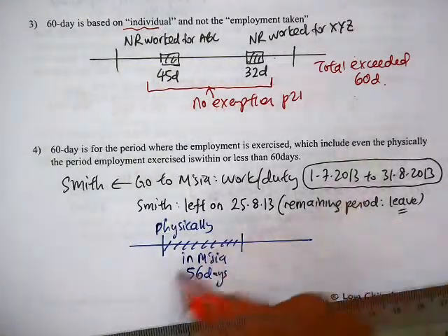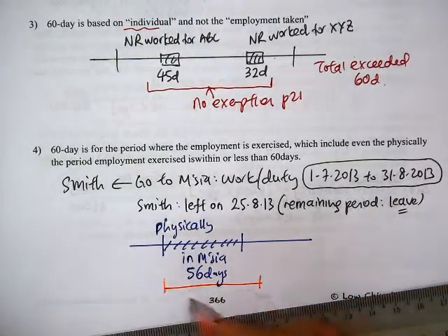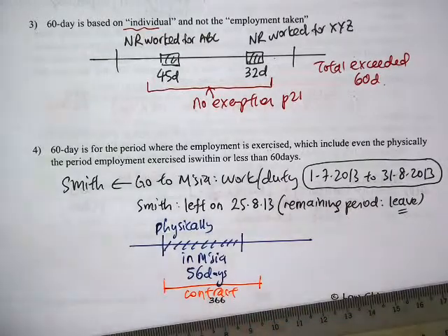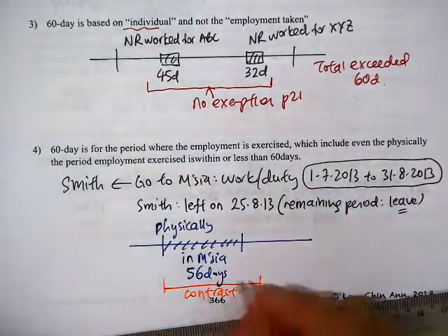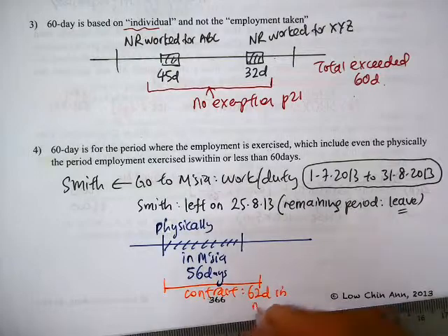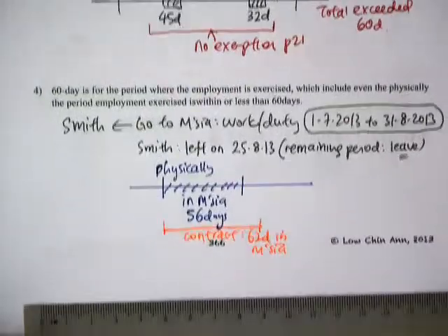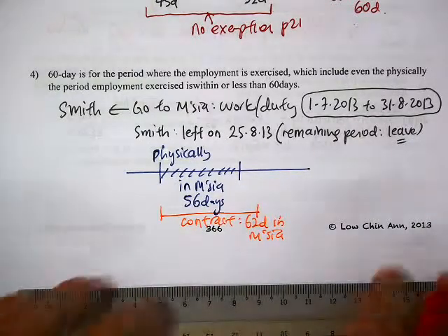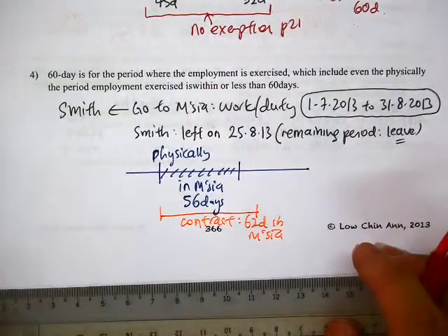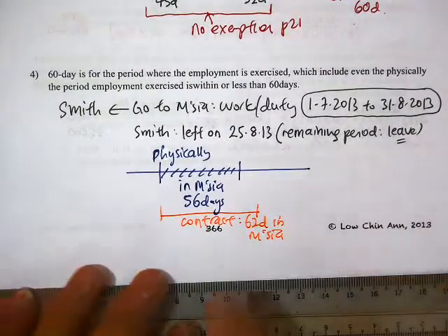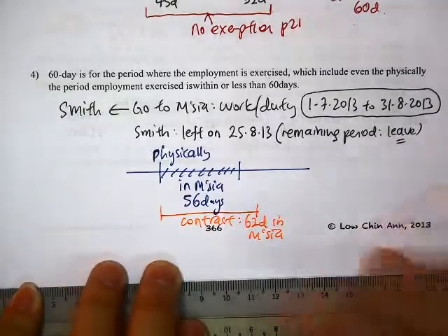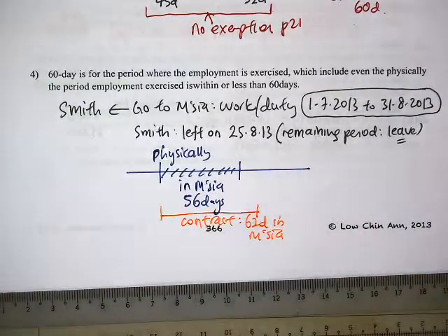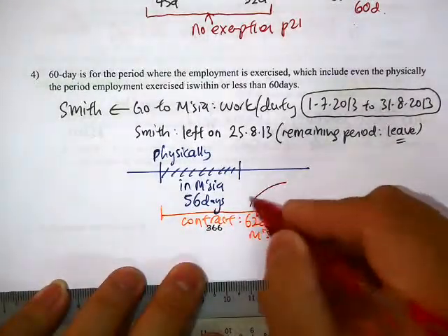But the contract is supposed to last 1st to 31st, 62 days. Okay, the contract is supposed to last 62 days. So if you look at a case like that, then you must understand that the exemption will not be granted. Even though physically you only stay for 56 days, which has not exceeded, the employment period has clearly exceeded 60. So in this case, we are looking at the period.